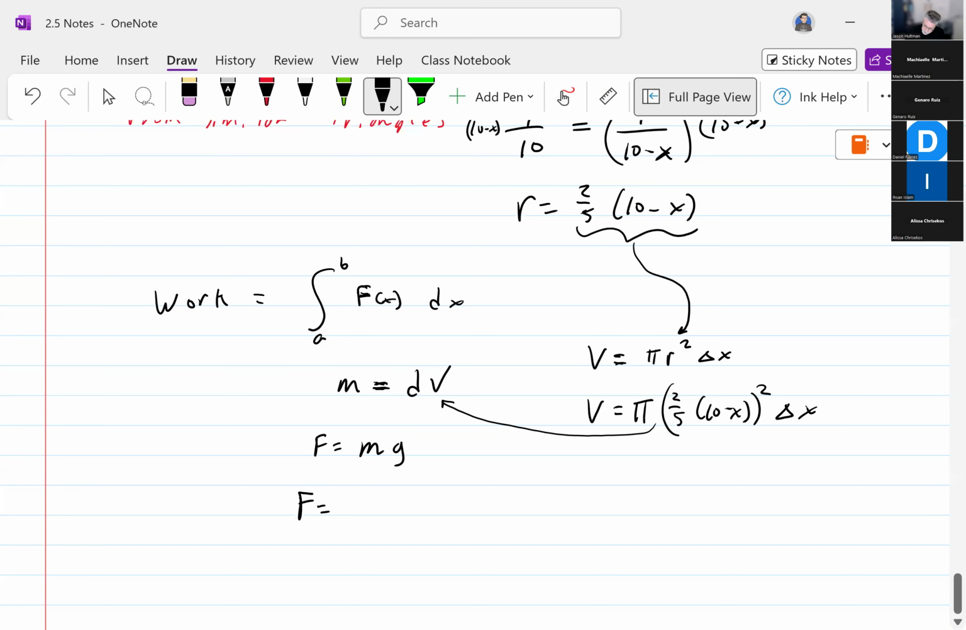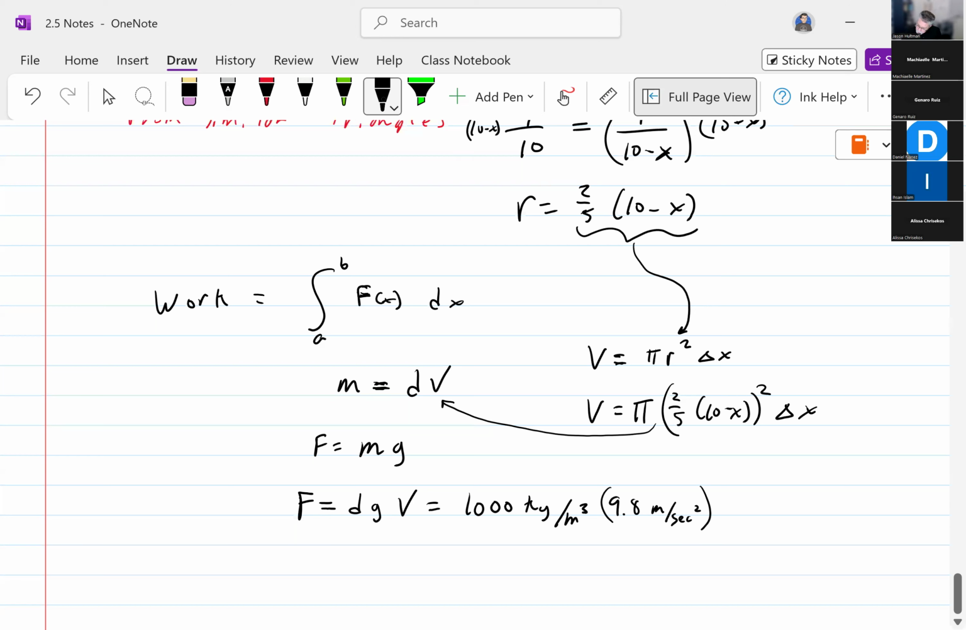Okay, so force should be equal to the mass, which is d times v times g. So I'll just put dgv, since v is the variable. The density of water was 1,000 kilograms per meter cubed. The acceleration due to gravity is 9.8 meters per second squared.